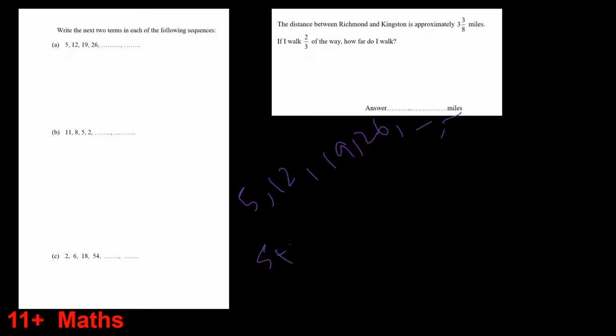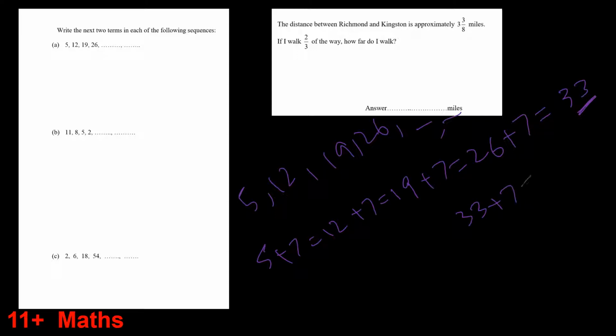5 plus 7 is 12. Plus 7 is 19, plus 7 is 26, plus 7 is 33. That's our next number, the first of the two next numbers they have asked for, and 33 plus 7 is 40. So what we will write here is 33, 40. These are the two numbers.